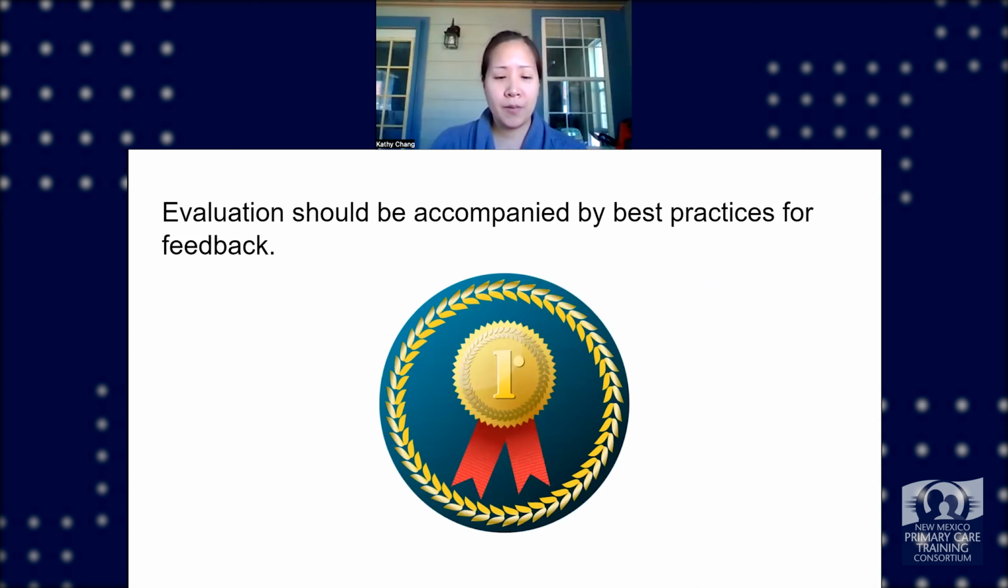So evaluation, though, once you evaluate and assess where is the learner, it should be accompanied by those best practices, right? In giving feedback. So what are the best practices, or what things have you been trying to include as you think about, oh, I need to deliver this feedback to learners now?